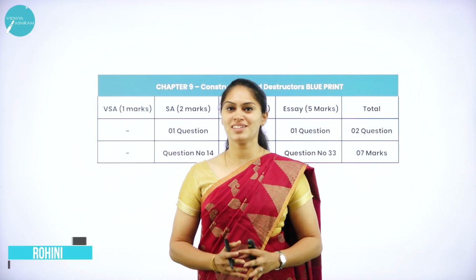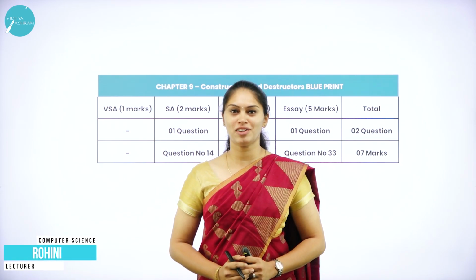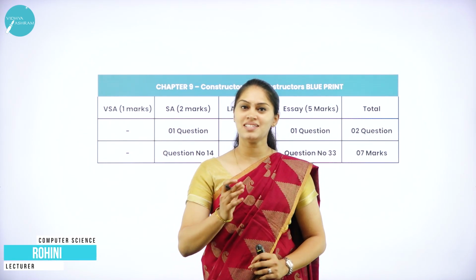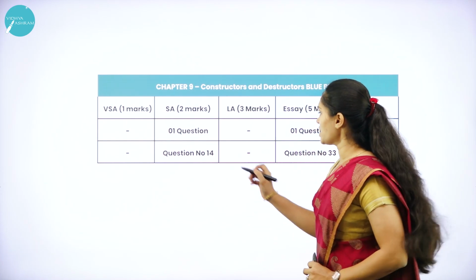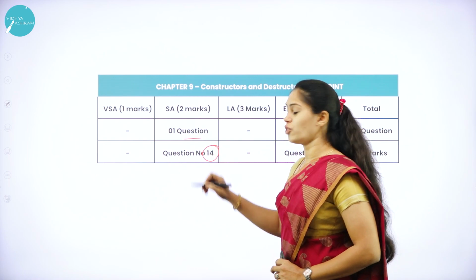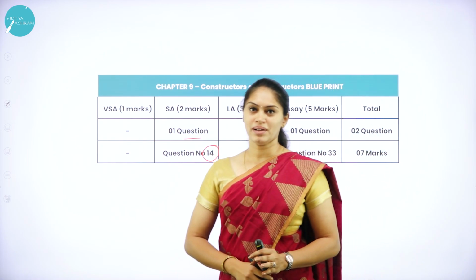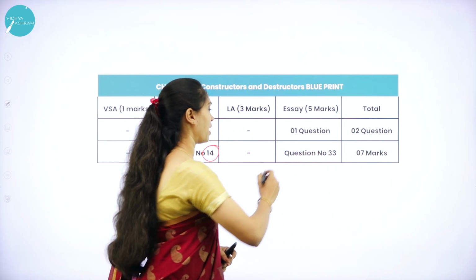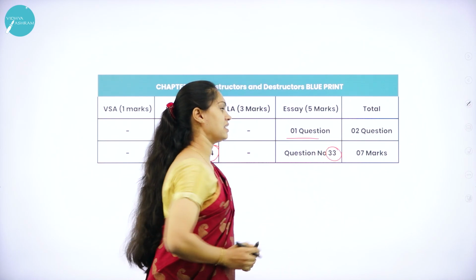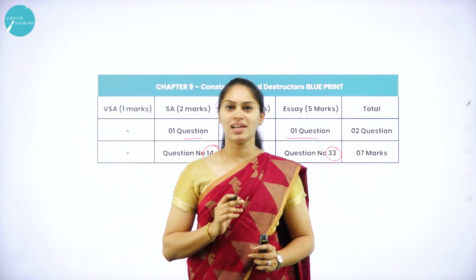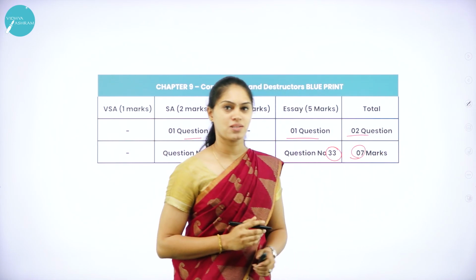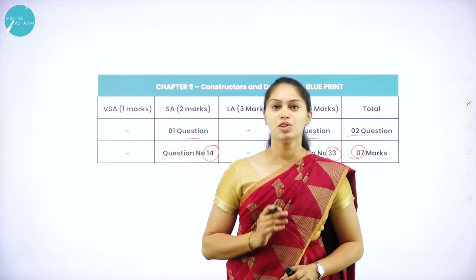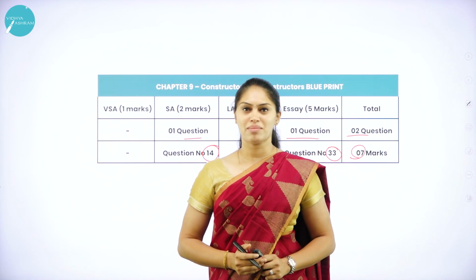Before getting into the deep discussion, let me give a blueprint of this chapter. In this chapter, you are going to get 7 marks in total. There will be one 2-mark question, that is question number 14 in your question paper. After that, you are going to get one 5-mark question, that is question number 33. Totally, you are going to get 2 questions for 7 marks. So you have to concentrate on the 2-mark question along with the 5-mark question.